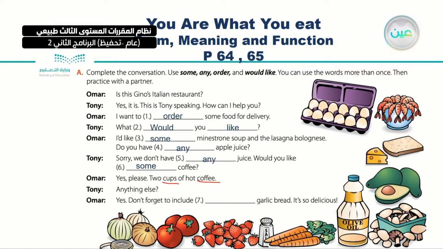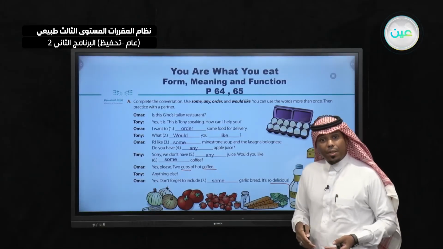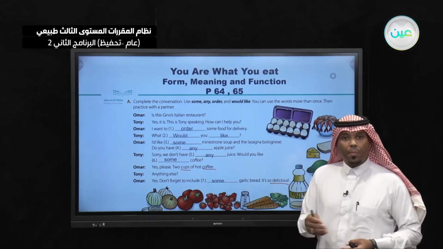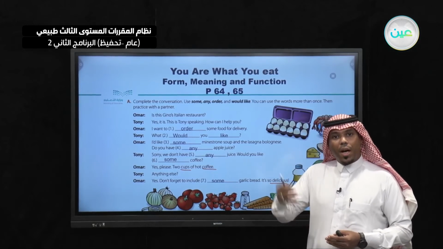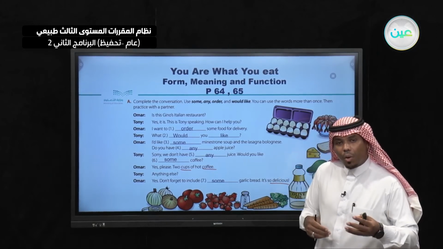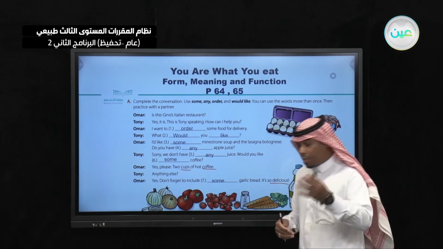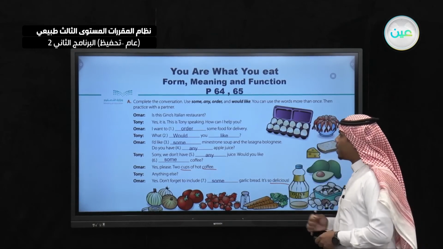Very good. Tony, anything else? Yes, don't forget to include what? Garlic bread, it's so delicious. Okay, so to include some garlic bread, it's so delicious. Okay, also, what is the other word for delicious? We talked about earlier. Do you remember from the reading and vocabulary building? It's called delectable. Okay, delectable. Don't forget this, guys. Very good.